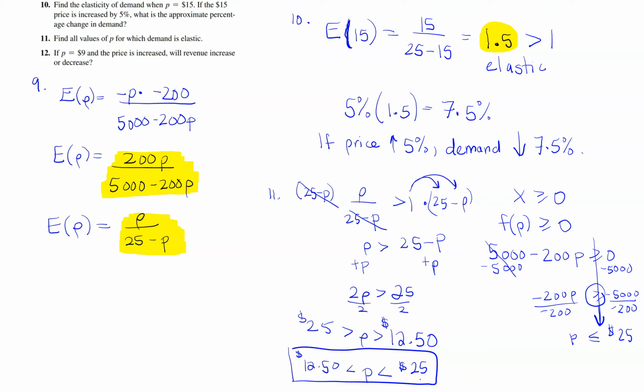Okay, we have one more question to solve here. Number 12. 12 says, if price is $9 and the price is increased, will the revenue increase or decrease?